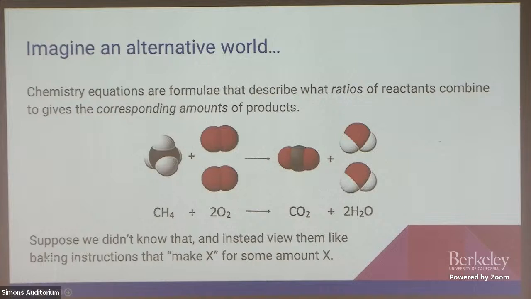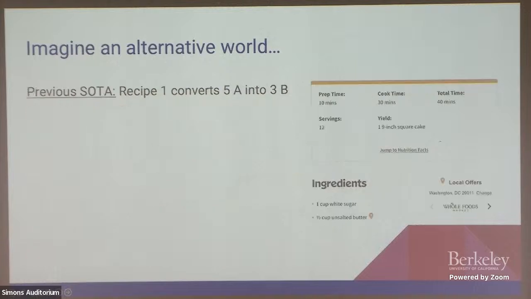But suppose we don't know that. Suppose we view chemistry equations a bit like instructions that make a fixed amount of products. A bit like recipes, actually. You can't take a recipe for a cake and just obtain a cake that is 10 times more cake because it won't bake right. And just imagine that we live in a world in which that's how people view all of these kinds of reactions.